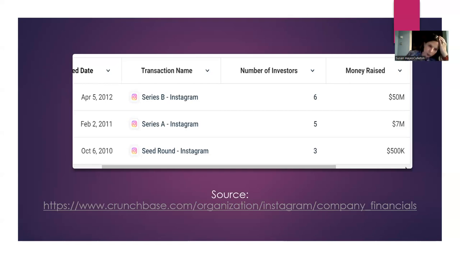$7 million was what they raised. Series A, it was what they raised. And the number of investors at the time, as you can see there, was five. So there were five investors that contributed $7 million.